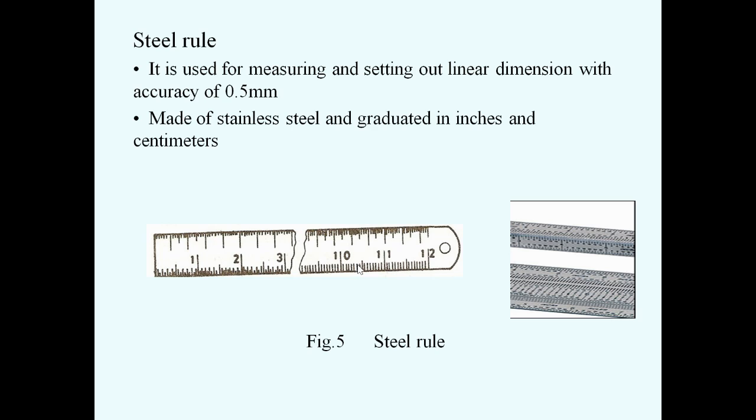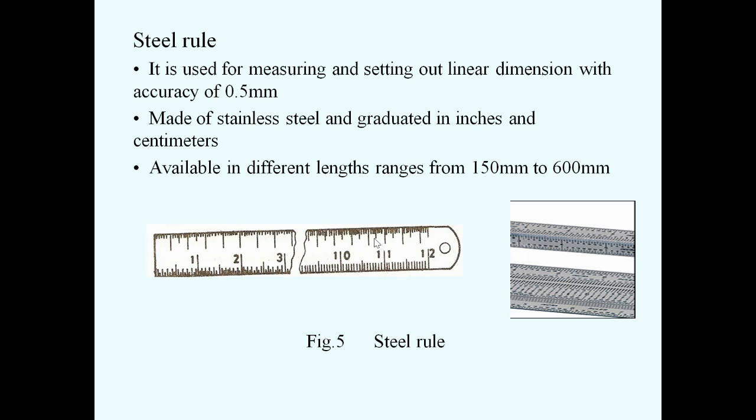Steel rule is made of stainless steel, graduated in inches and centimeters. These steel rules are available in different lengths, ranging from 150 mm to 600 mm.